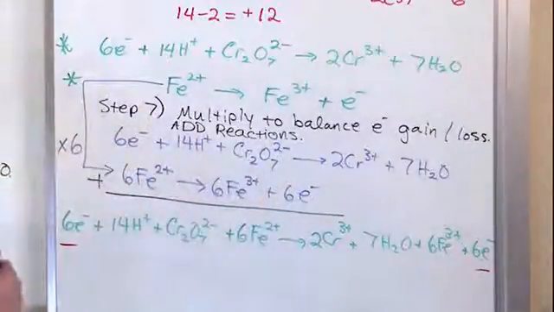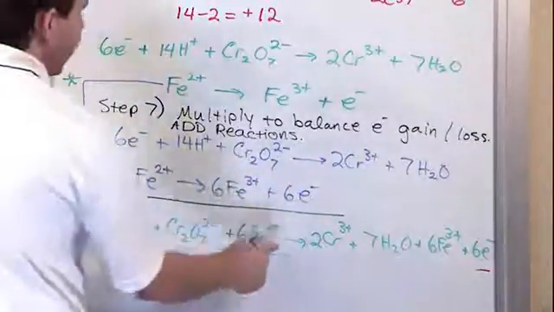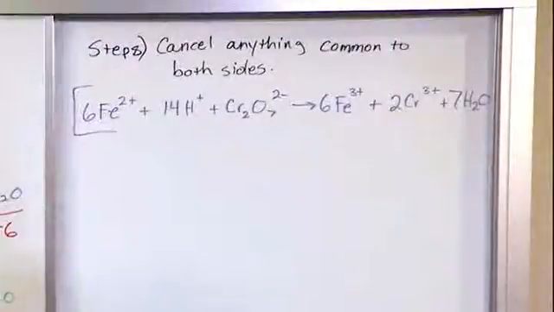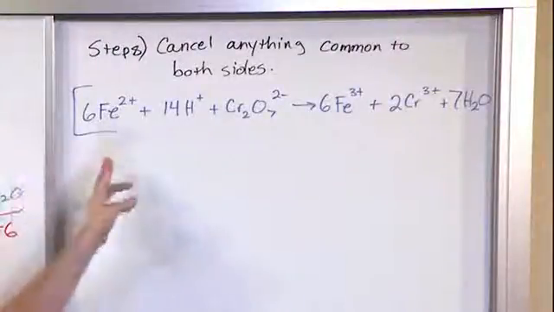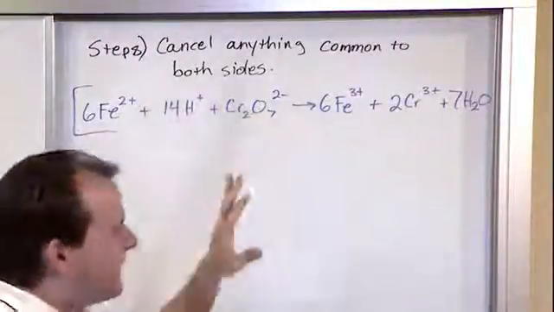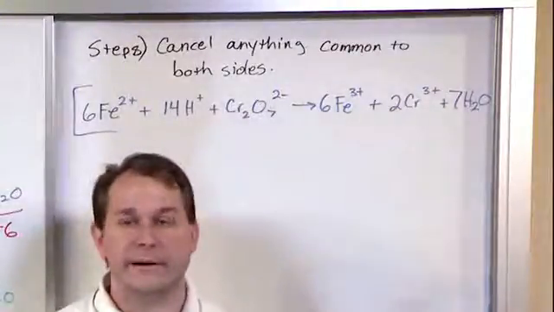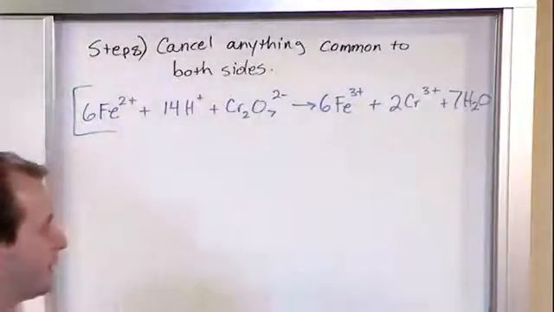Part of step 7 is to add these reactions. So we write down everything on the left, we write down everything on the right, and then the very final step is to cancel what we need to cancel. The only thing we can cancel is the electrons. At the end of the day, when you write this down, you should always have your electrons canceled. There should not be any electrons left over here.